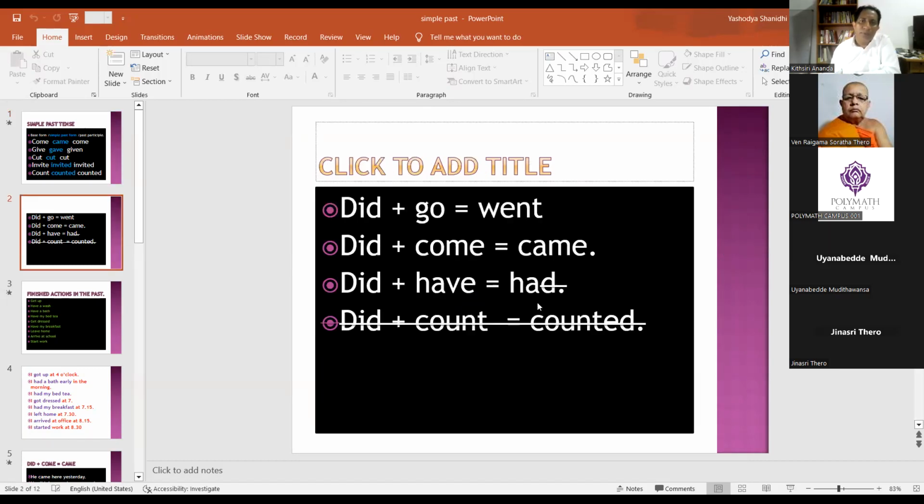So when it comes to the formation, we can see how the simple past form gets formed here. Did plus go equals went. Did plus come equals came. Did plus have equals had. Did plus count equals counted. So all the time, the relevant helping verb is did, and it is the relevant helping verb of the simple past tense. The helping verb plus the base form equals the simple past form here.